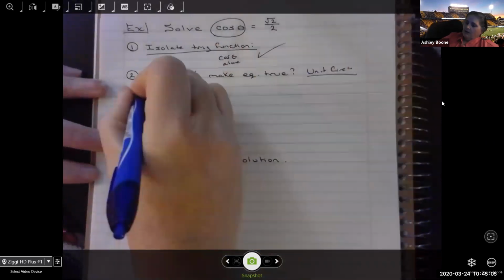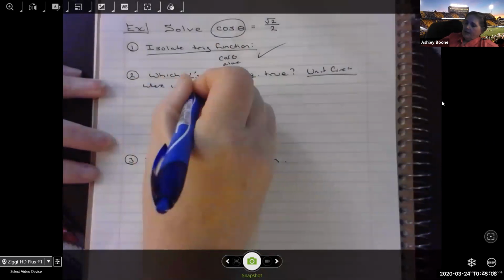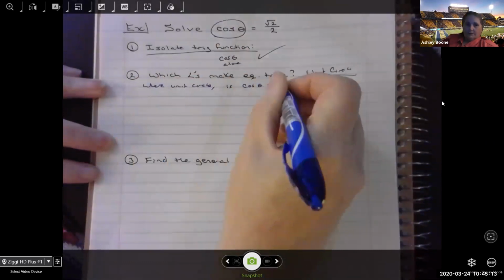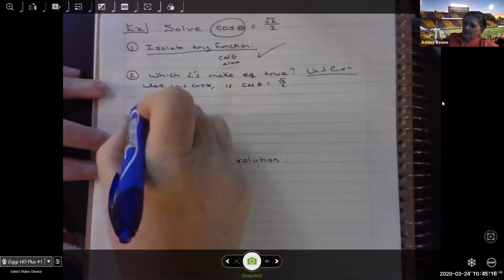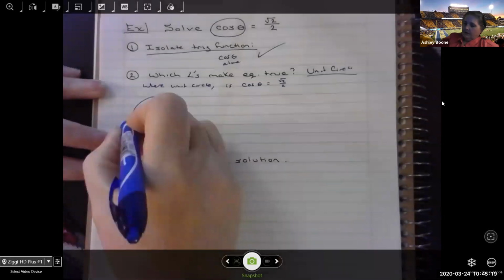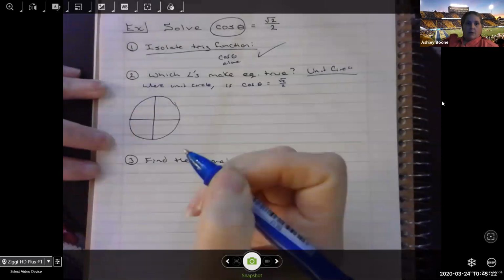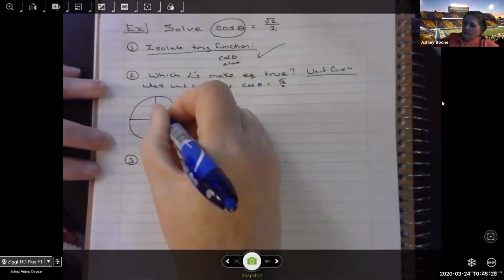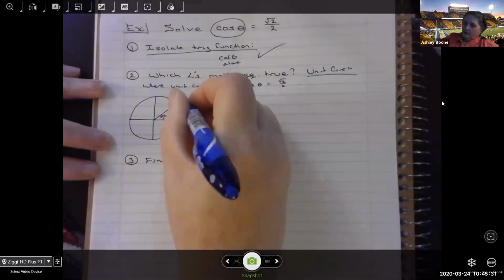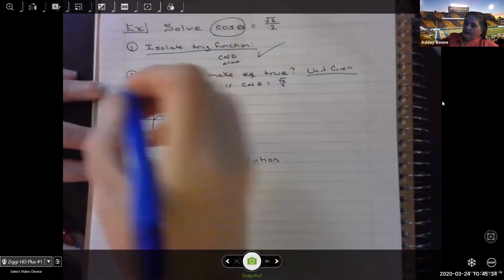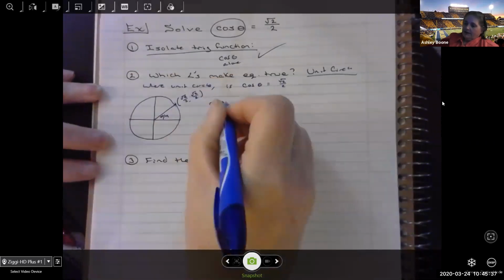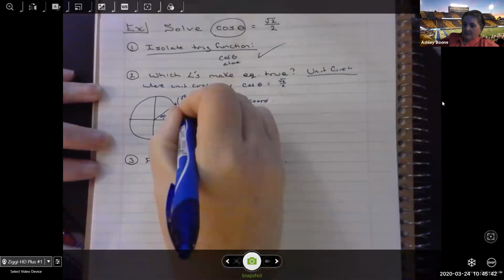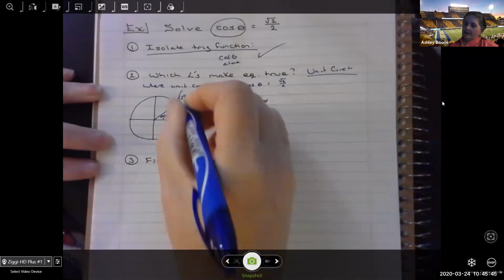Where on the unit circle is the cosine of the angle equal to a positive root 2 over 2? If you need to, you can think about the unit circle itself. Okay. Well, at pi over 4, that's the ordered pair, square root of 2 over 2, square root of 2 over 2. Cosine of the angle is your x coordinate. So right there, okay?